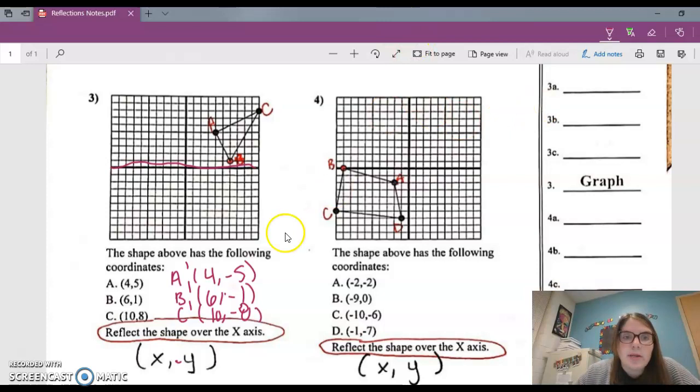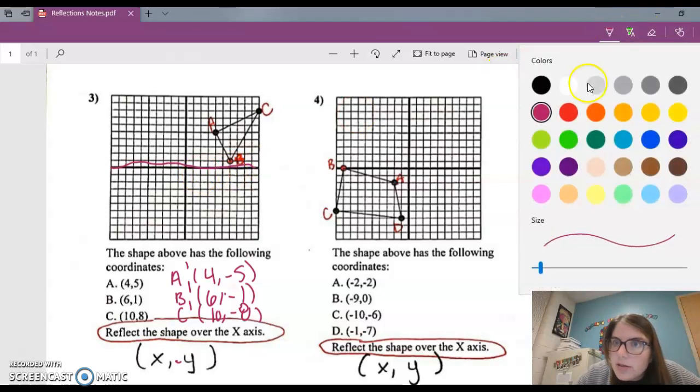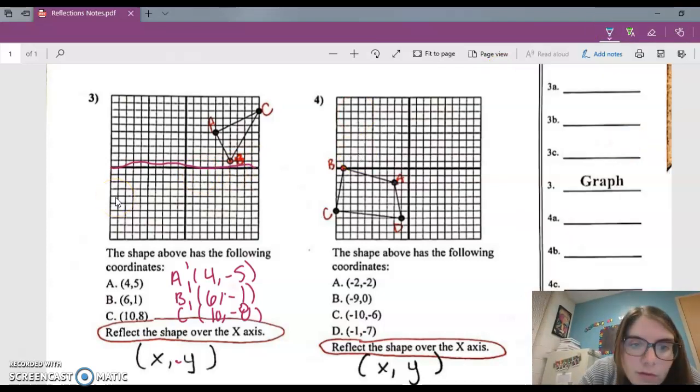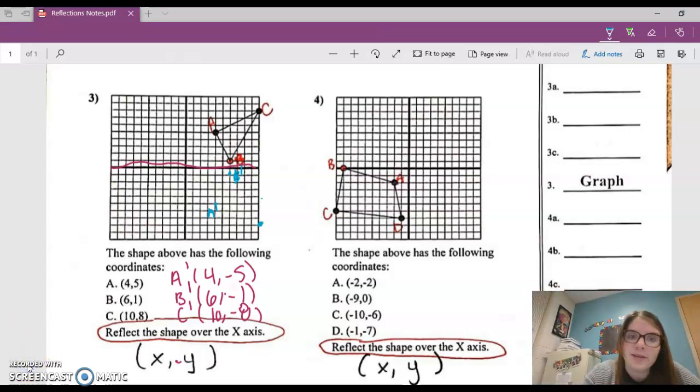All right, so I'm going to look up here and change my colors. Okay, so I'm going to have 4, -5, so 1, 2, 3, 4, 1, 2, 3, 4, 5. So there's my new a prime. My b prime is at 6, -1, so 1, 2, 3, 4, 5, 6, -1 is my b prime, and my c prime is at 10, -8, so 1, 2, 3, 4, 5, 6, 7. Oop. 1, 2, 3, 4, 5, 6, 7, 8. I just lost count again. Just give me one second. Sorry, I was really struggling there. I got it though. Here's my c prime.